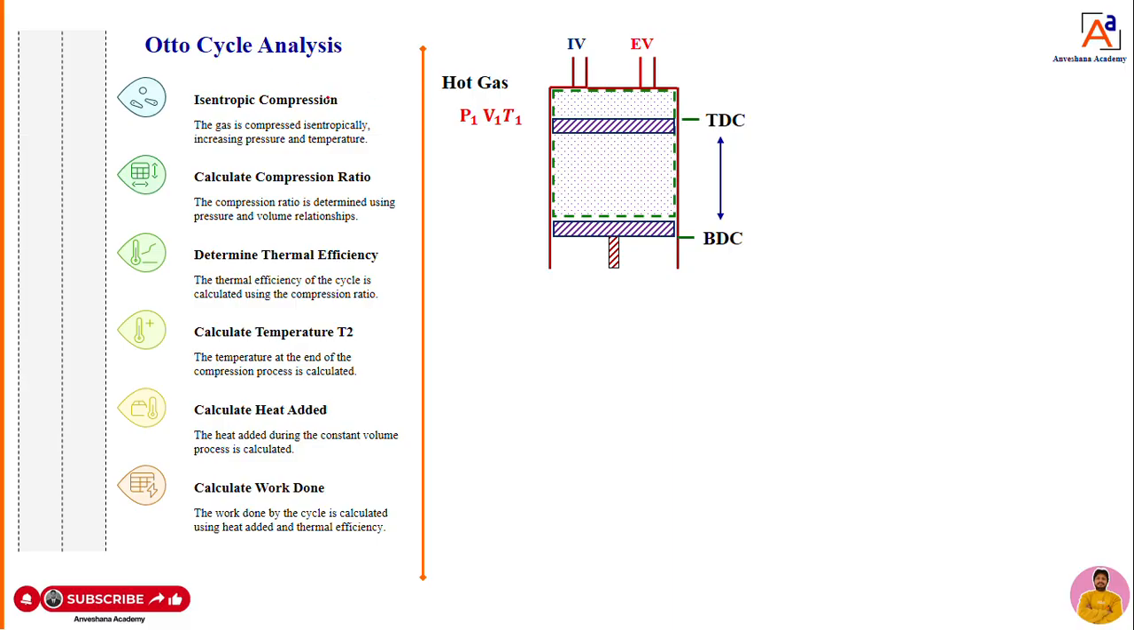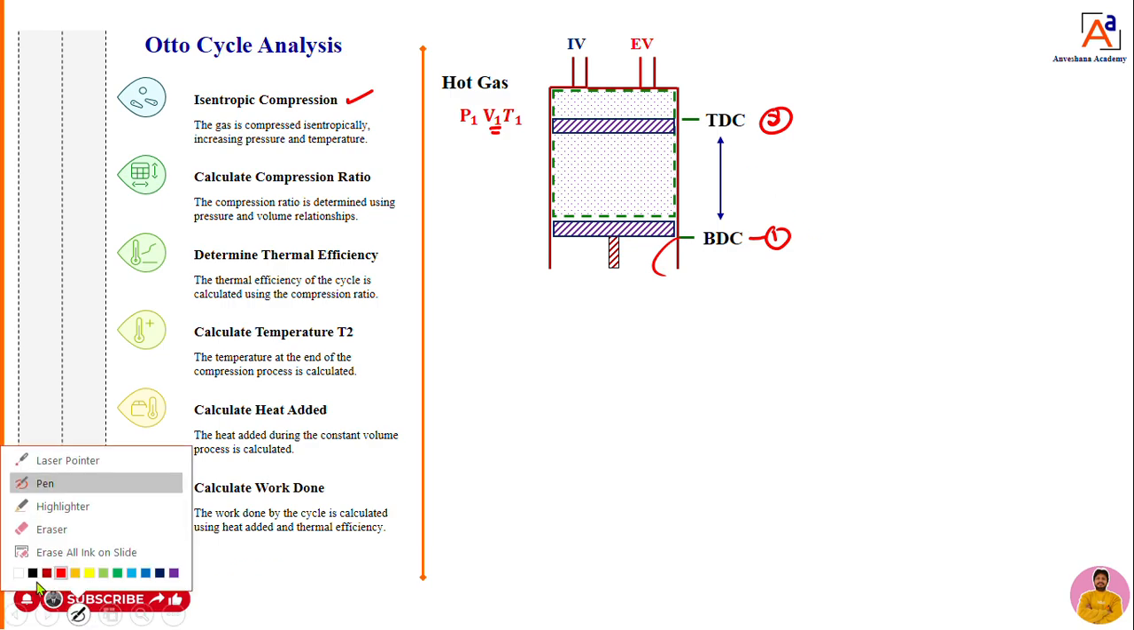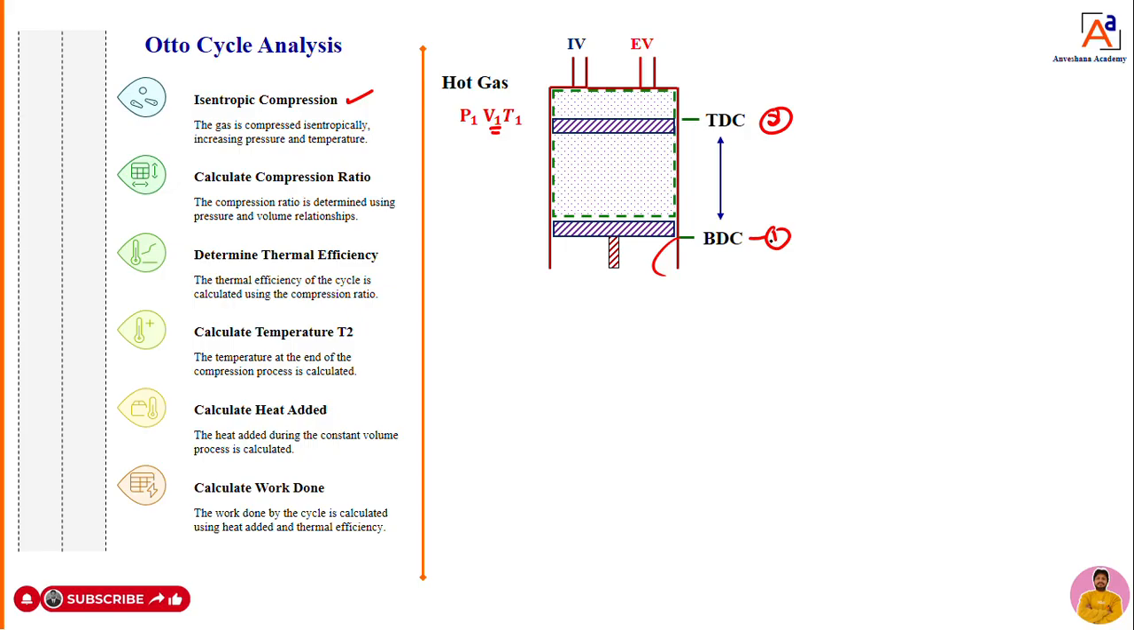What is the first step now? We'll understand. We are asked to calculate the compression ratio. Compression ratio is nothing but what? As I told, dear students, assume that this is point 1 and this is point 2. When the piston is at point 1, the gas is filled in a volume that I will mark as V1.